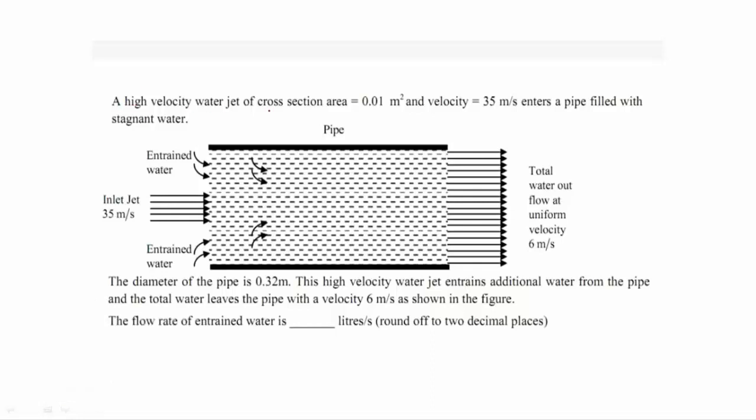A high velocity water jet of cross sectional area 0.01 meter square and velocity 35 meter per second enters a pipe filled with stagnant water. So this diagram is given: pipe, entrained water, this one is the inlet, and this is the outlet. The diameter of the pipe is 0.32 meter. This high velocity water jet entrains additional water from the pipe, and total water leaves the pipe with a velocity of 6 meter per second as shown in the figure. The flow rate of entrained water is ... liter per second, round off to 2 decimal places.